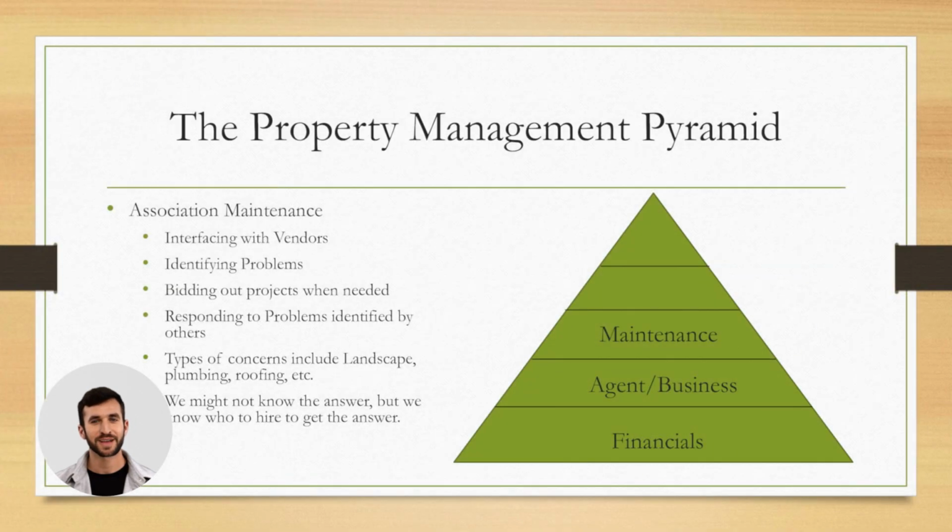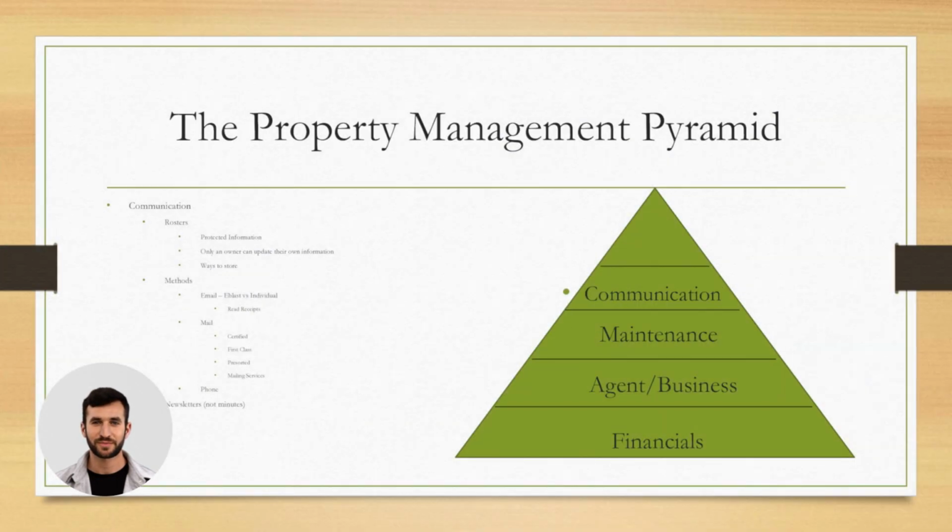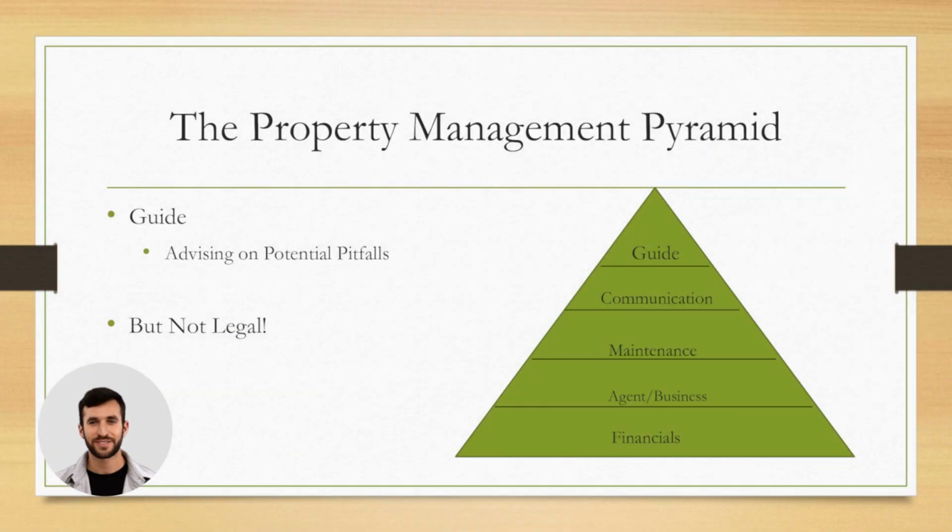Often the first thing that comes to mind with property management is maintenance. Maintenance includes interfacing with vendors, identifying problems, bidding out projects when needed, and responding to problems identified by others. Managers are generalists, and while we may not know the answer to everything, we have the resources to get the answers. Managers also help with communication to owners. We field calls on behalf of the board and can respond to owners' needs. We also have the ability to email blast to the full community using a system that can help avoid email going to spam. At the top of the pyramid is guiding the board and association.